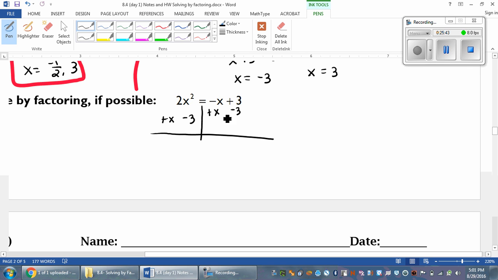Now none of this I can combine, because one is an x squared, one's an x, and one's a negative 3. So I'm going to write it in standard form. So 2x squared plus x minus 3, drop down the equal sign. What's left? Equal to 0. From here, we're going to continue the same steps that we've been doing. All right, go ahead and stop the video and complete your homework.